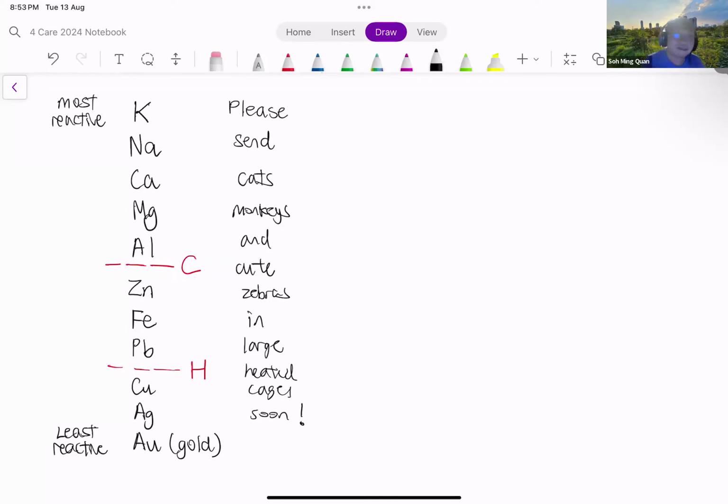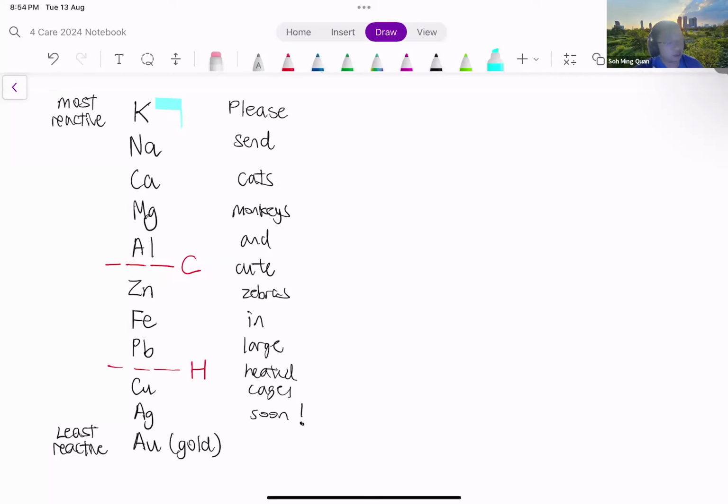No matter which mnemonic you use, at the end of the day, you must remember the series in this order. Remembering the series is very, very important, because the series is not given to you in an exam. Also, you need this series to work out which metals will react with water, which ones will react with steam, and which ones react with acid. Now, if you have a highlighter, I strongly advise you to use one, and we are going to do some highlighting.